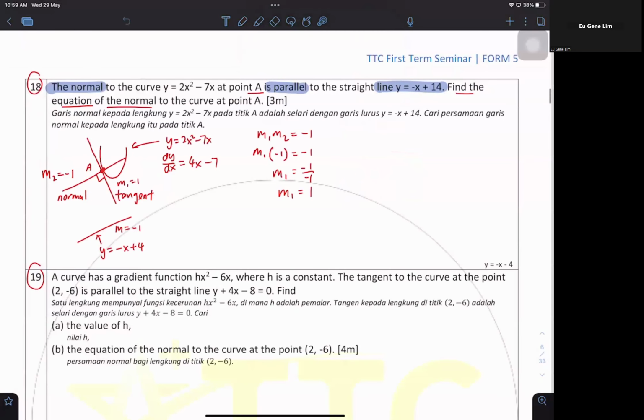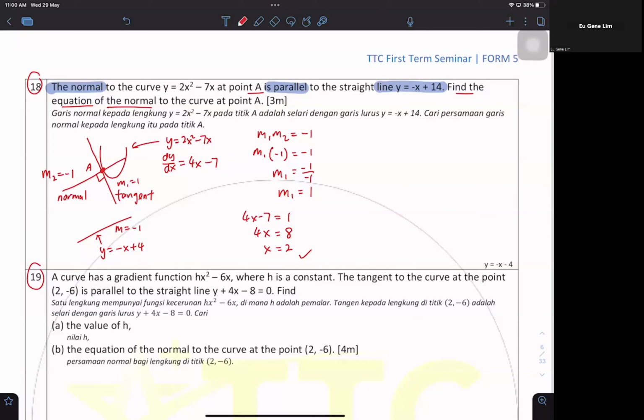So now you take dy dx equals M1. You have to remember this one. So 4x minus 7 equals 1. Then you can find out x. 1 plus 7 is 8. 8 over 4 is 2. Understand? So now you find out x equals 2.